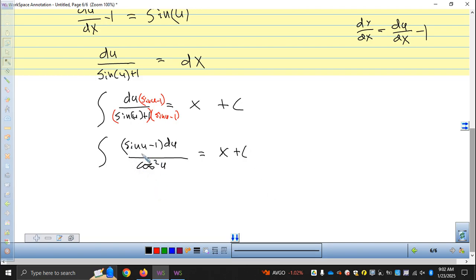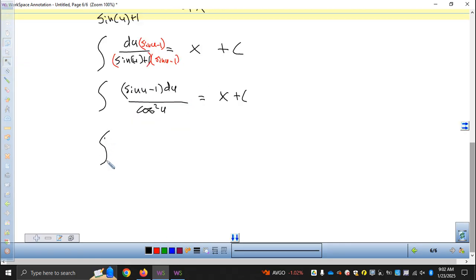Yeah, separate it into two fractions. So we get sine u over cosine squared u minus 1 over cosine squared u, which we can write as secant u tangent u. One of the sine u over cosine u is the tangent, 1 over cosine is the secant, minus secant squared u du equals x plus c.